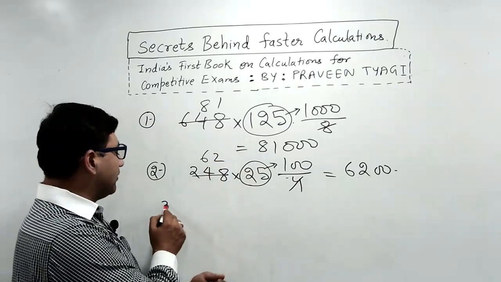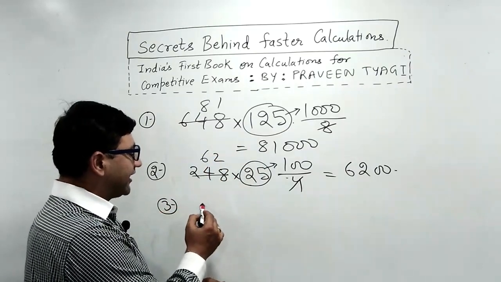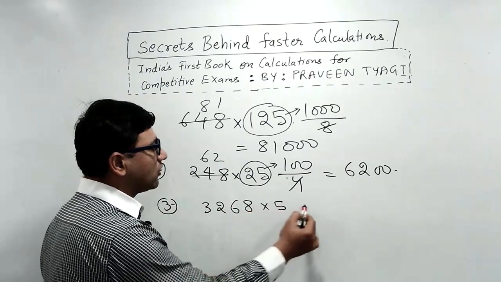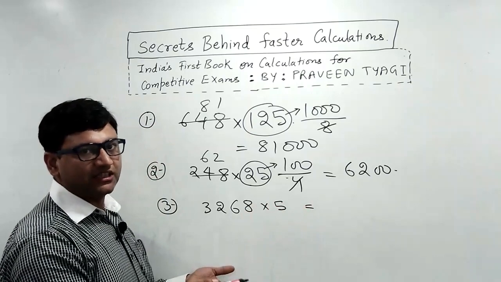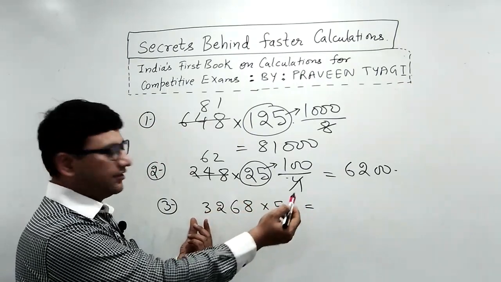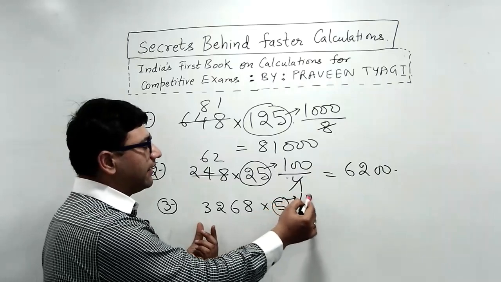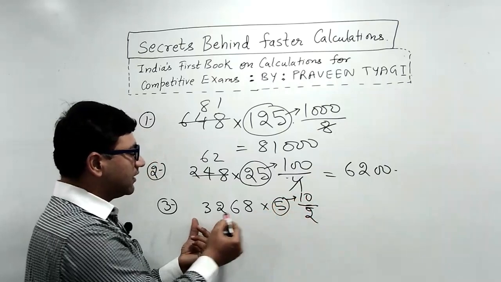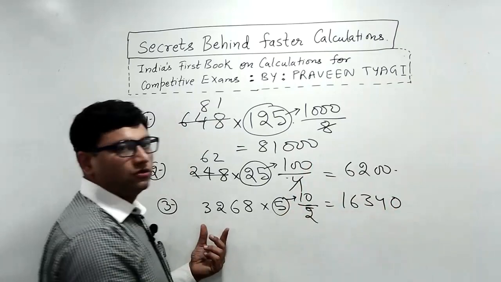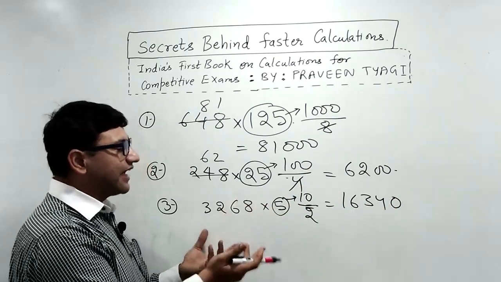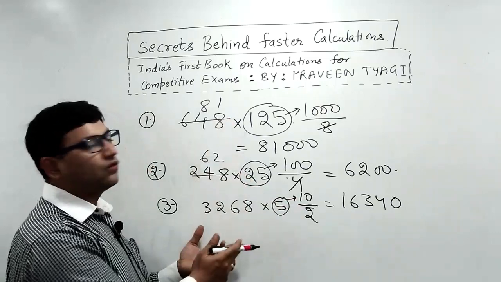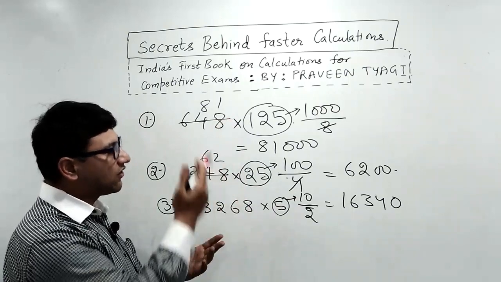This trick can also be used for multiplication with 5. For example, 3268 multiplied by 5 is what we have to do. 5 is nothing but 10 by 2. So just halve this number and put a 0 behind it. So 5 is basically 10 by 2. Just halve this number, we get 1634, and put a 0. Multiplying by 5 will take some time, but halving the number will not take as much time. So this is a very useful trick, and you can also use it for multiples.